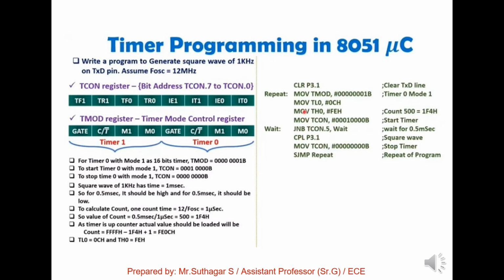1F4, and if you put that into this formula, you will get FE0C. 0C will be loaded into TL0 and FE will be loaded into TH0. The same thing we applied in the previous program, we have made it here to generate the square wave.